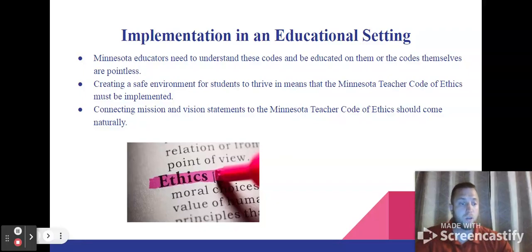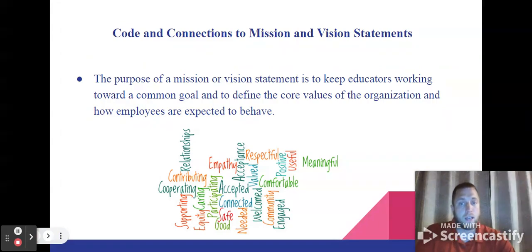Creating a safe environment for students to thrive in means that you would follow these codes of ethics, not only after being educated, but actually using them, and also connecting them to a mission and vision statement as well. So the implementation process would, number one, first and foremost, be educating staff members on the code of ethics themselves. What are they? What do they look like, and how can we use them to create safe environments? And then how can we tie this all together into a mission and vision statement for our school? That kind of brings us into the next part, which is connecting the code of ethics to a mission and vision statement.